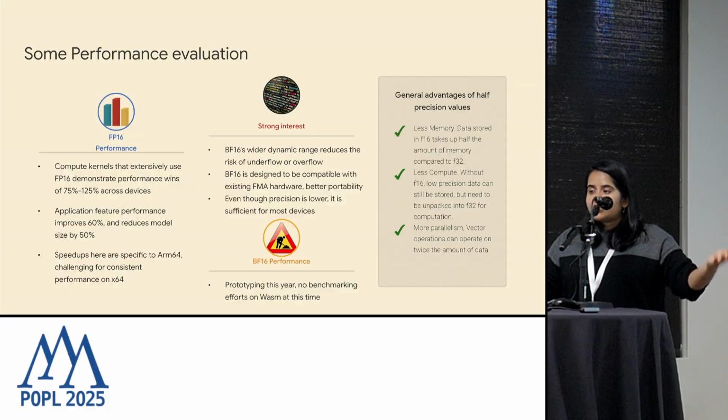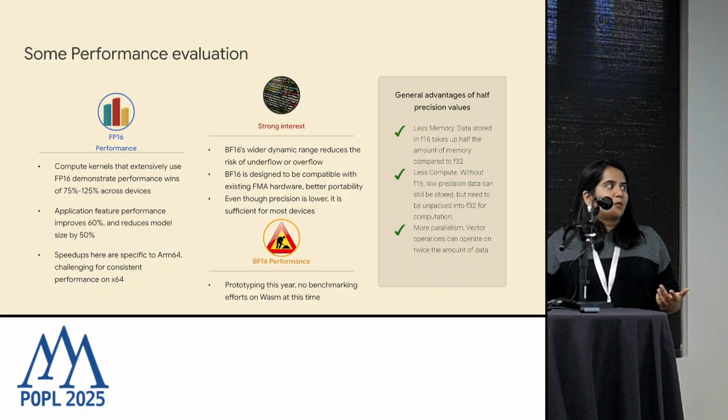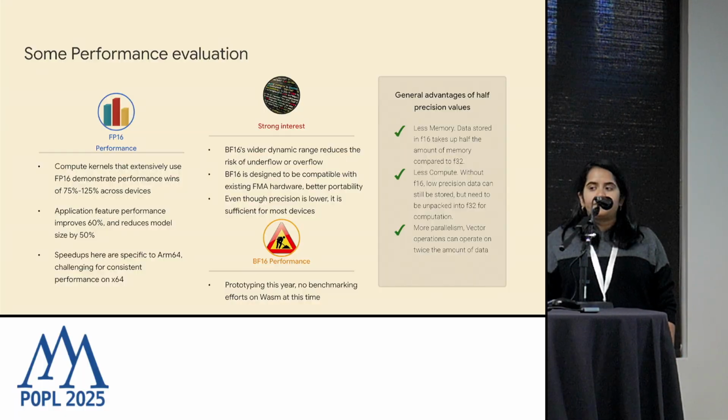So there are general advantages of lower precision values. It takes less memory, less compute, and there is also more parallelism because you're able to compute more data at the same time.